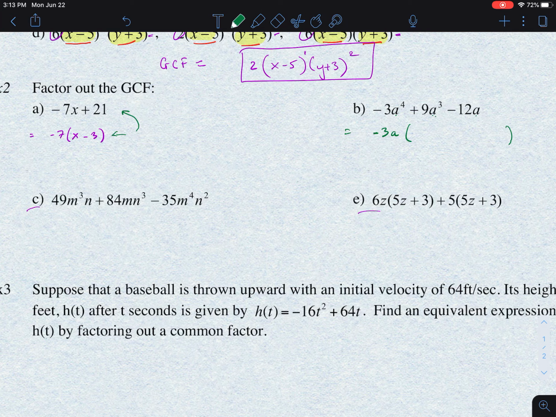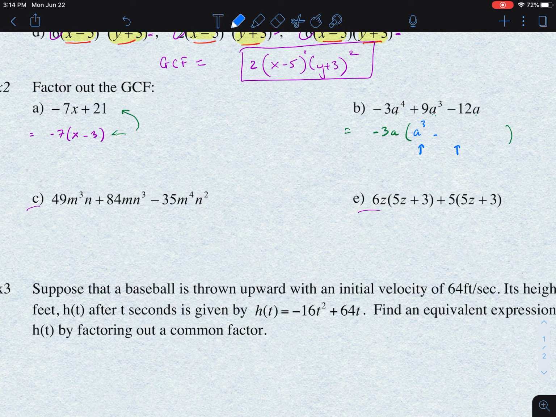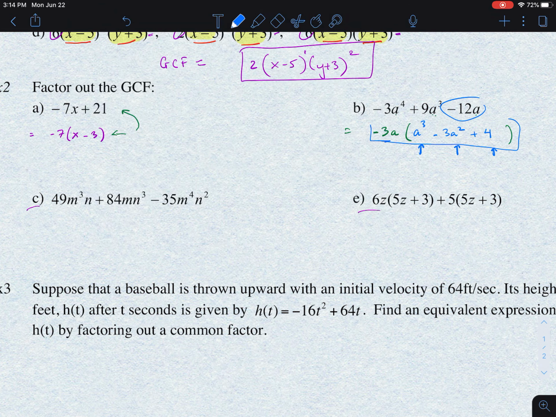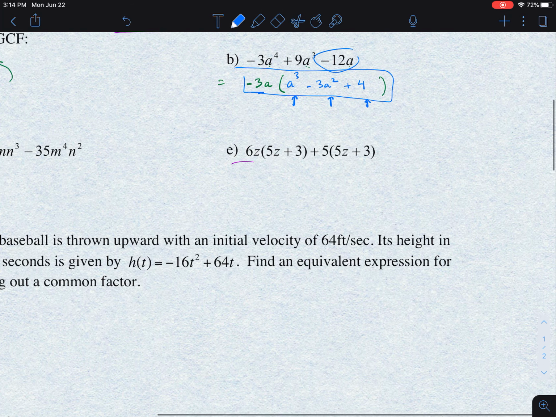we also ask, well, what goes here? Negative 3a times what gives us negative 3a to the fourth? It's going to be a to the third. And in the middle term, negative 3a times what gives us 9a to the third? It's going to be negative 3a squared. And then negative 3a multiplied by a positive 4 will give us a negative 12a. So that's how we figure out what goes in the other factor once we take out the GCF. I want to go over to part E here.